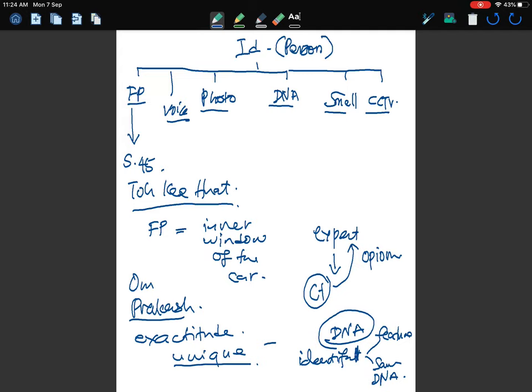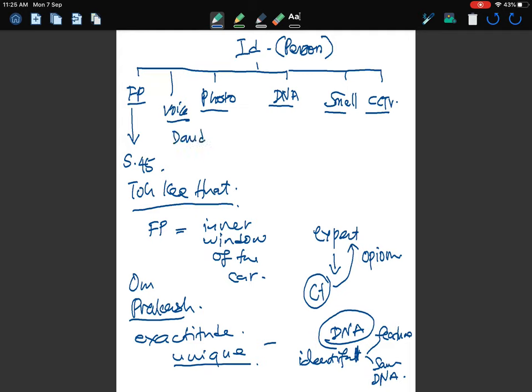But when you talk about the fingerprint identification, it has reached the level of exactitude because it has been proven that one person can only have one unique fingerprint identification. So that's why you have fingerprint identification. Okay? Now the second form of identification is actually by way of voice identification. Right, you have it by way of voice identification.